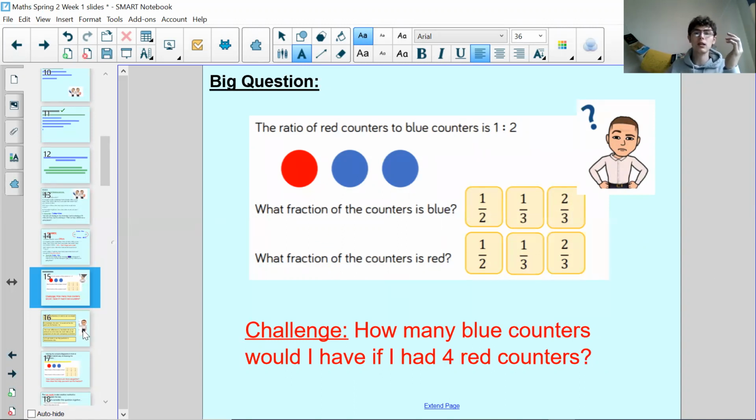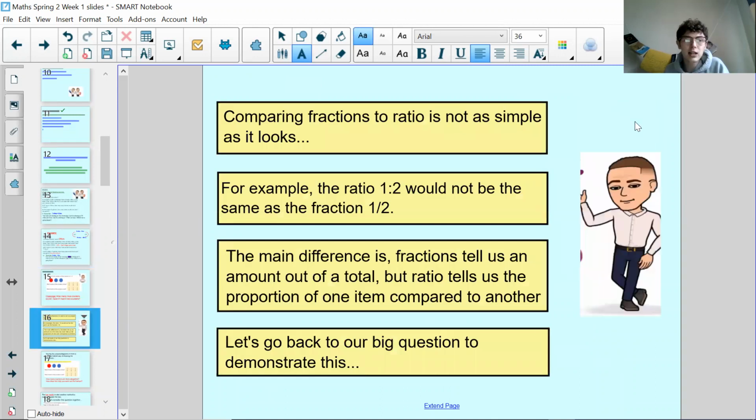So comparing fractions to ratio is not as simple as it looks. We know that there are obviously 2 numbers in one format, but it is not the same. It's not a simple comparison. For example, the ratio 1 to 2 would not be the same as the fraction half.